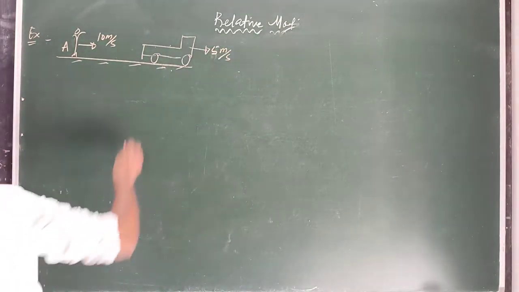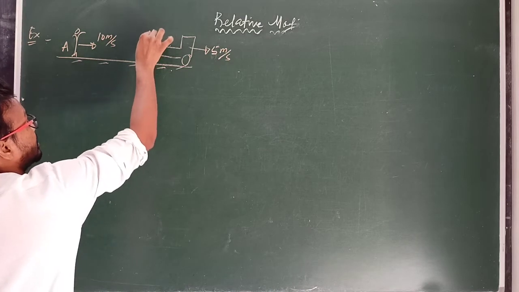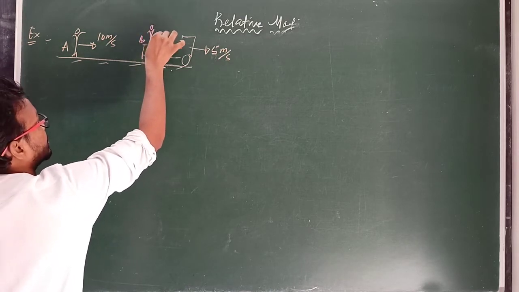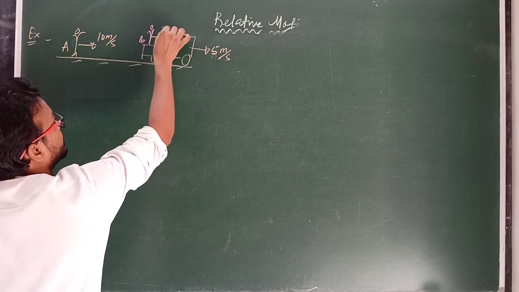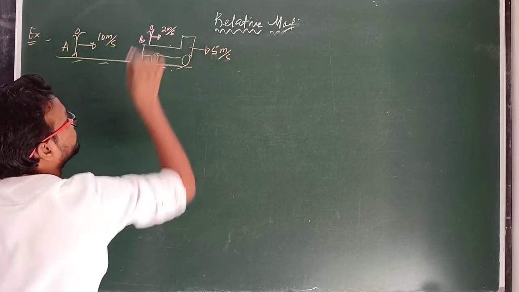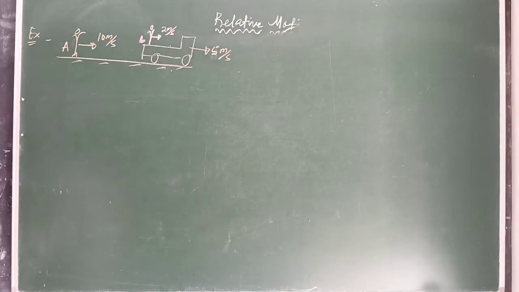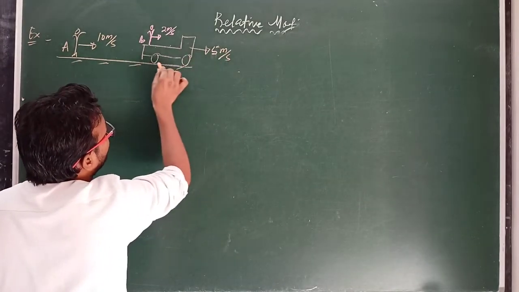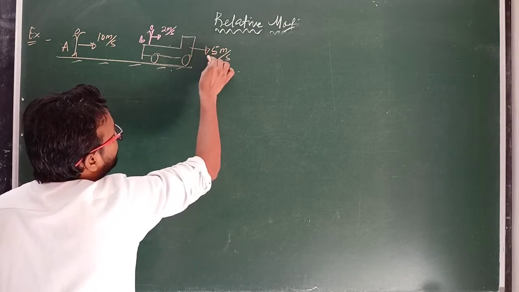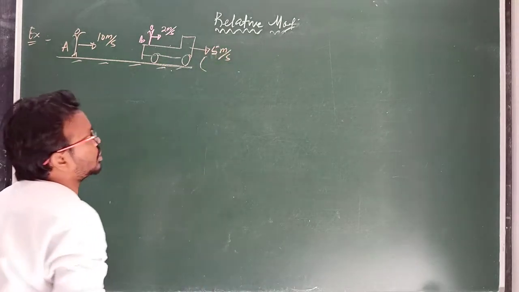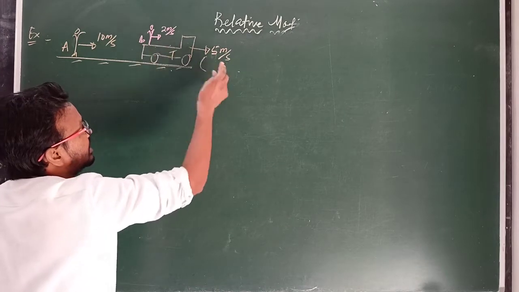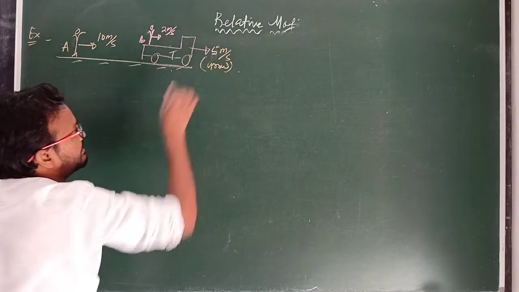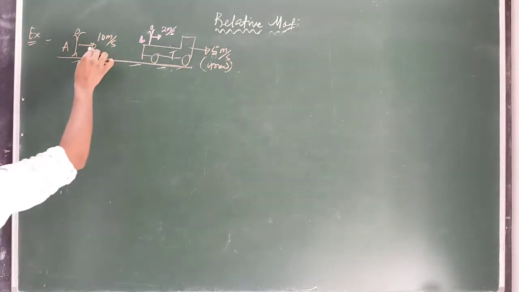Okay, and there is another body, Mr. B, which is moving on the truck with a speed of 2 meter per second, suppose in this direction, clear? So now we have to find here, but this 5 meter per second, because the truck is moving on ground, the truck speed with respect to ground is 5 meter per second.